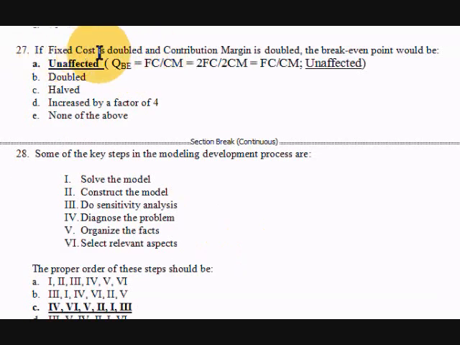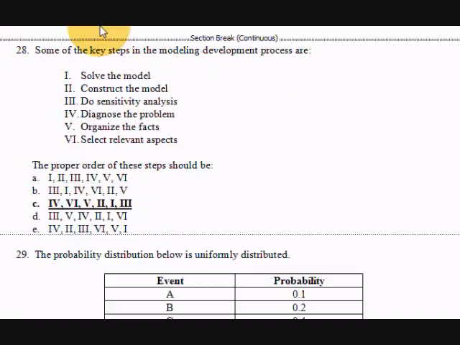Fixed cost is doubled and contribution margin is doubled. The break-even point would be what? Well, of course, because these are a ratio, the ratio is not going to change if you double both of the values. So the answer here would be unaffected.